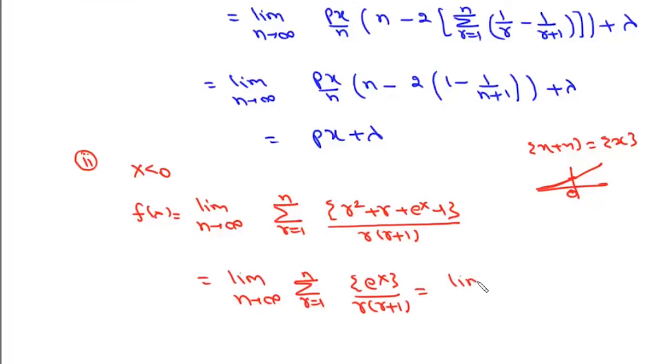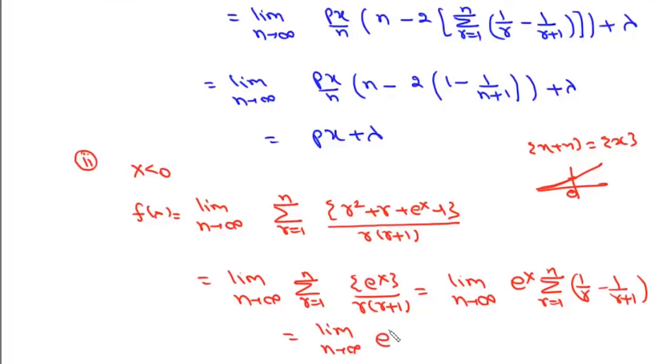So it will be this limit n tends to infinity, e to the power x, and then this summation r varies from 1 to n, 1 upon r minus 1 upon r plus 1, which is this limit n tends to infinity e to the power x times 1 minus 1 upon n plus 1, which is nothing but e to the power x.